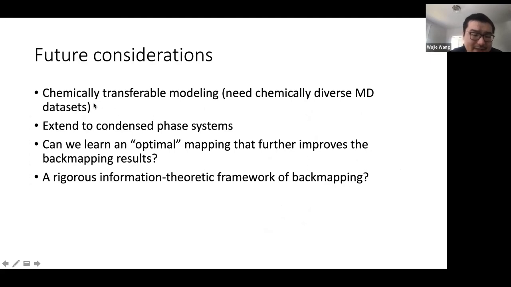So that brings me to the first point of my future considerations: we need to show that it's chemically transferable for modeling. We show that we can do that to backmap protein, but the problem is that we don't have chemically diverse MD data. So that's a limitation. If such a dataset exists, I think it could be possible to perform such a task to show that it actually generalizes in the molecular dynamics setting. A natural next step is to extend this to condensed phase systems, so liquid water or polymer systems, that's condensed phase that lives in a periodic box.